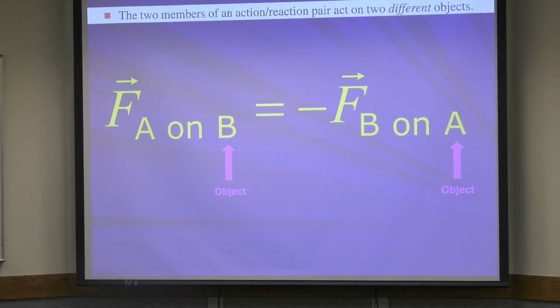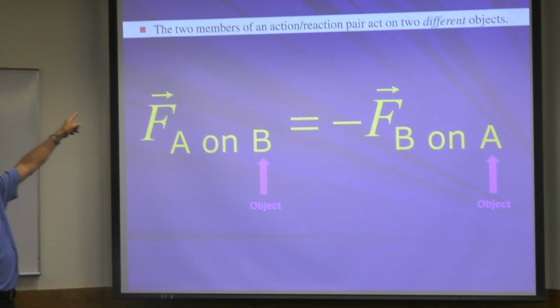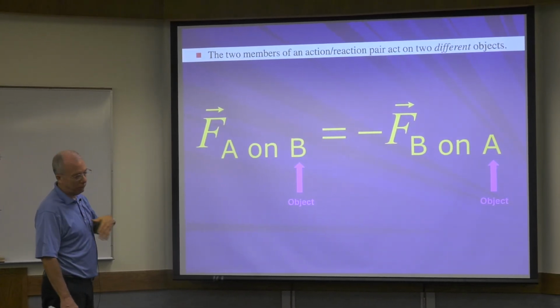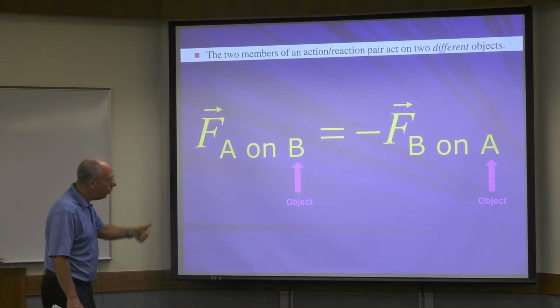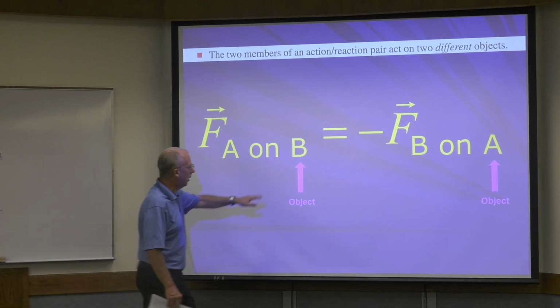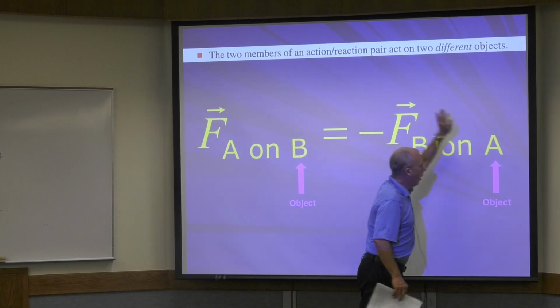You've got to remember that. People get mixed up. The two members of an action-reaction pair, or a force pair, act on two different objects. Put that in your brain. Two different objects, object A and object B.